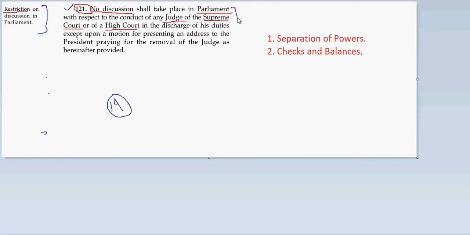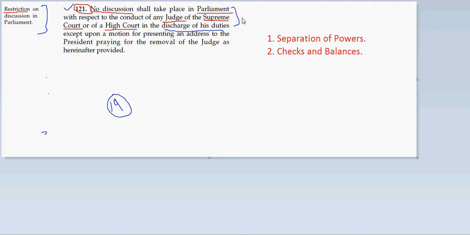Basically, this part says nothing in the Parliament. For example, it talks about both Supreme Court and High Court judges. No one in Parliament can say that a Supreme Court judge X or High Court judge Y did something wrong as a judge, I mean, while discharging his duties. No one can say that.